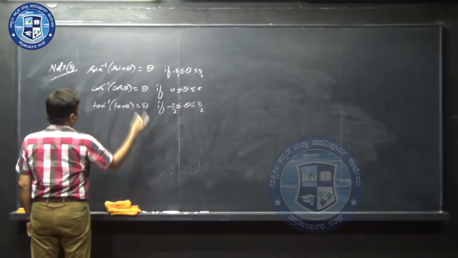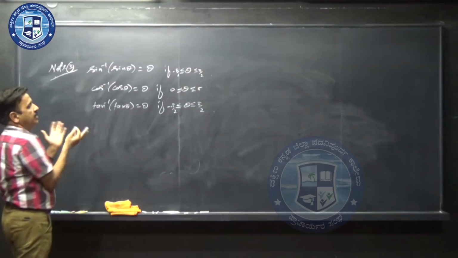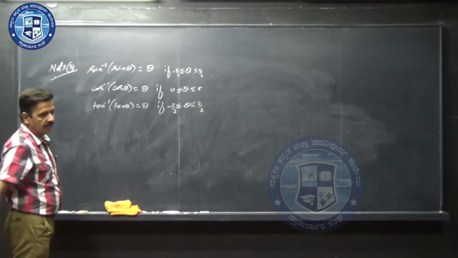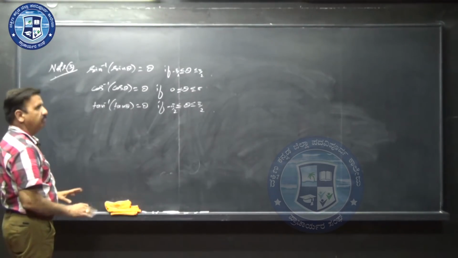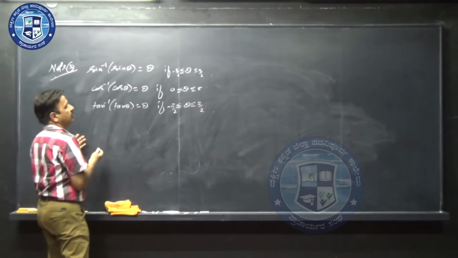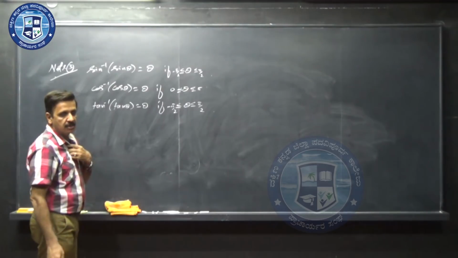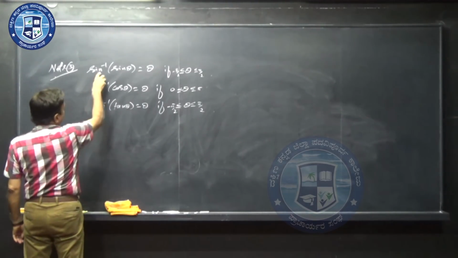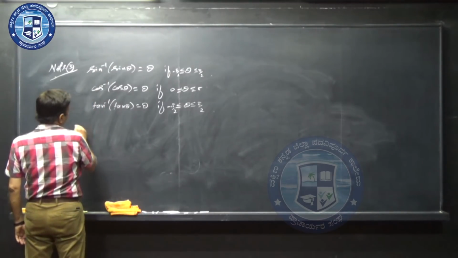These are the basic things, and other things you can also remember, but this much is enough to work out problems. When other things like secant inverse, cosec inverse, cot inverse come up, we will analyze them then and there. So, we will take more examples. This example we have already taken. Now, example.